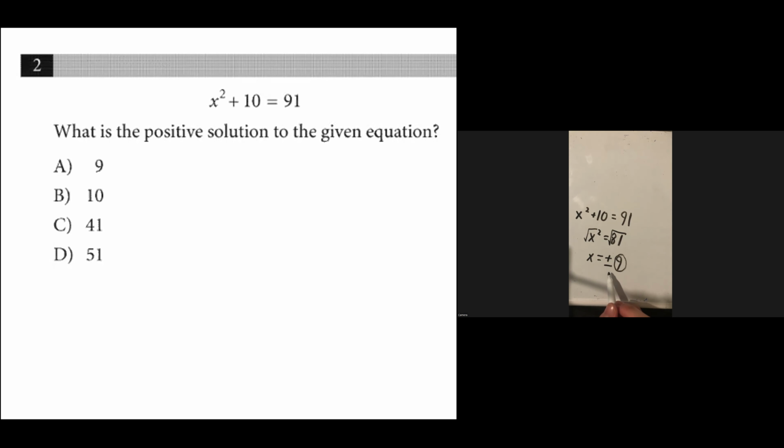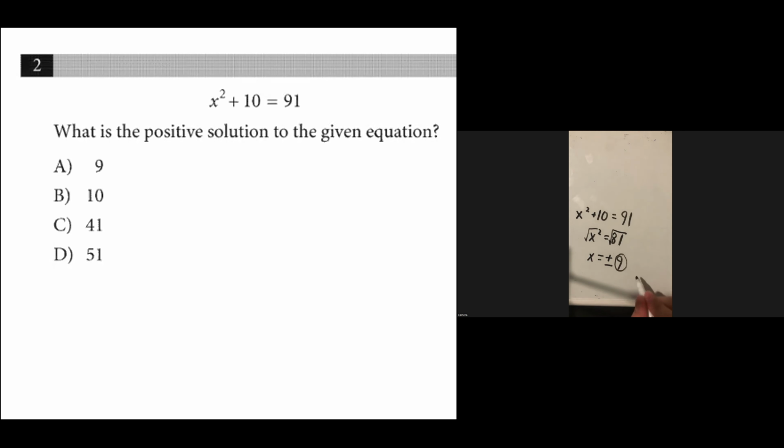And so you ask, why is there a positive and a negative solution for this? Well, if you do 9 squared, you'd get 81 plus 10 equals 91. If you do negative 9 squared, you'd also get 81 plus 10 equals 91. The reason why is the negative times the negative becomes a positive. So that's why when you take the square root of something, you have to do plus or minus. For this one, it only asks us for the positive solution, so it's just positive 9. So answer choice A.